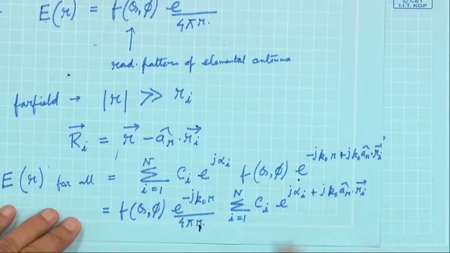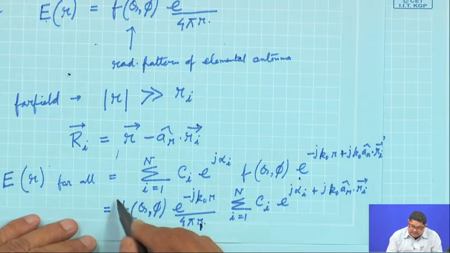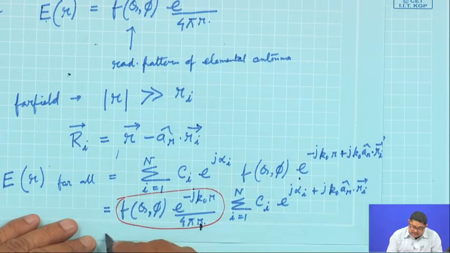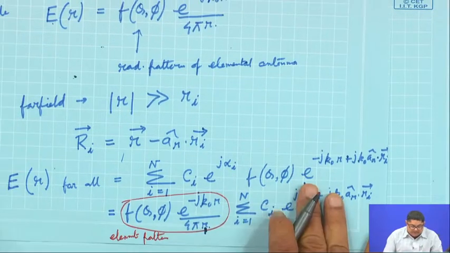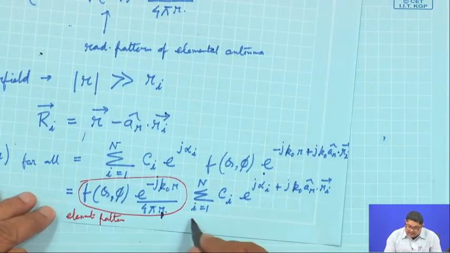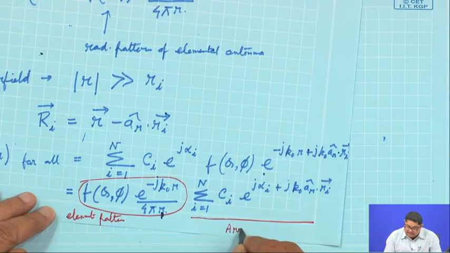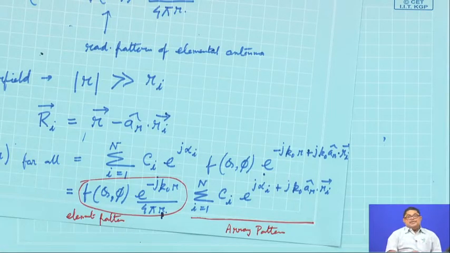Now, if you look at it, this whole thing is the element pattern, because you see this is the same as this. So this is the element pattern and this is the array pattern. This is the principle of pattern multiplication. In general it is valid, not only for 2 elements or only for a symmetric arrangement.